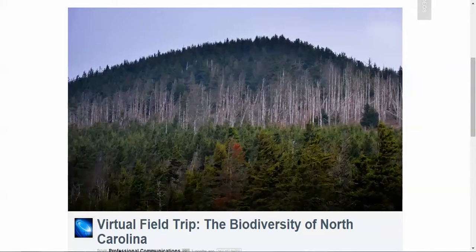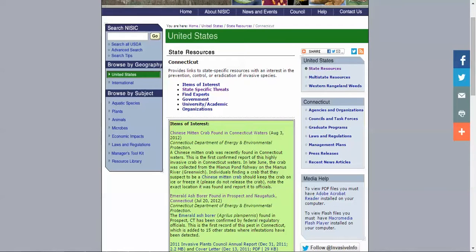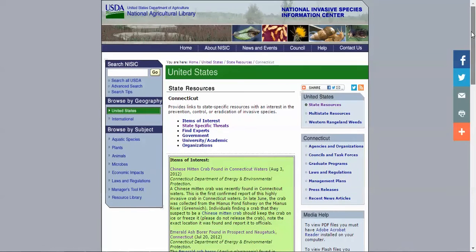Next, this website comes from the United States Department of Agriculture, and it specifically talks about Connecticut and the invasive species in Connecticut. And it not only discusses the invasive species on land, but in marine and freshwater ecosystems as well. I like this website because the students can see that this is happening right around them, and they may not have noticed it.